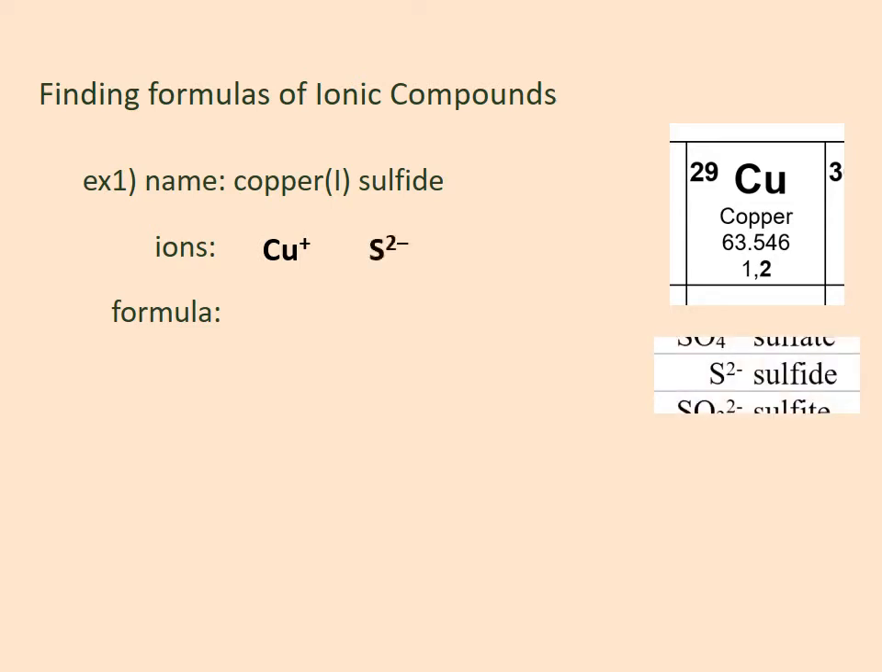It is S2-. So I have a +1 and a -2. The smallest number that 1 and 2 can both go into is a 2. So to get a +2, I will need 2 coppers. And to get a -2, I need just 1 sulfide. Now I've got a +2 on the front and a -2 on the back. The formula for copper 1 sulfide is then Cu2S.